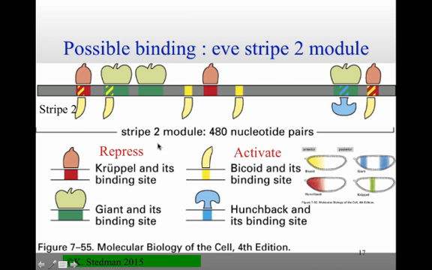What we see is that when you have binding by the cripple or giant protein, these repress gene expression. Bicoid and hunchback, on the other hand, will activate. And so this brings us to basically what we're looking at here.